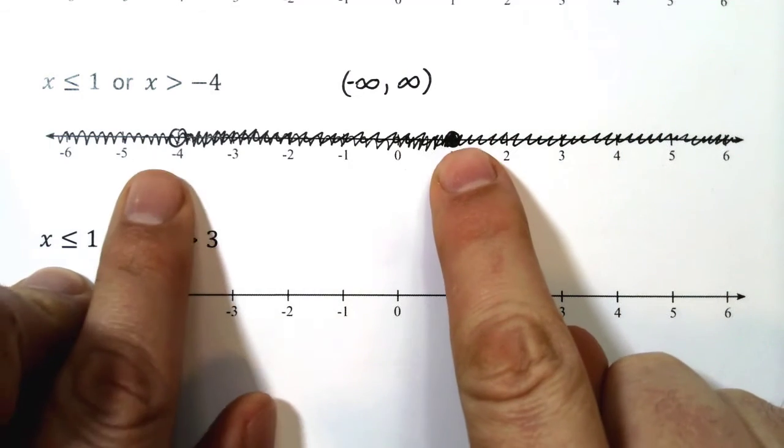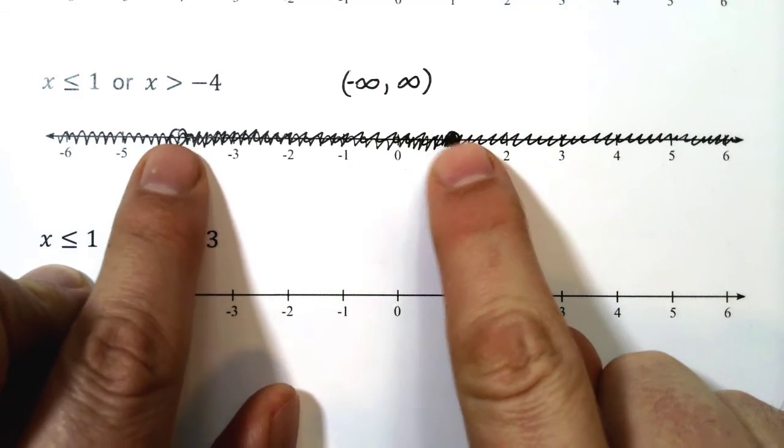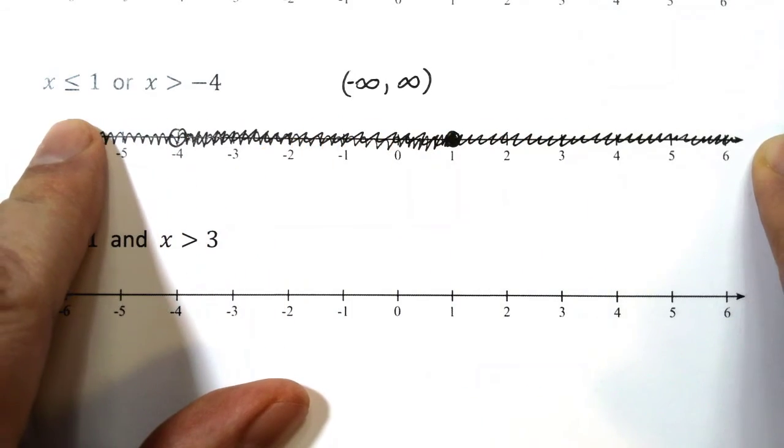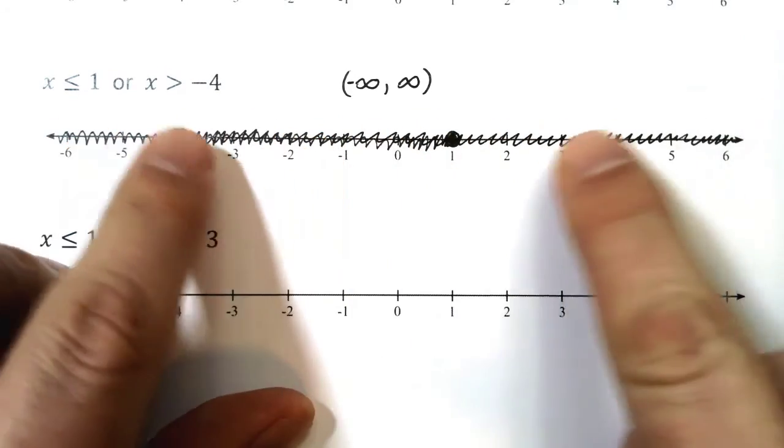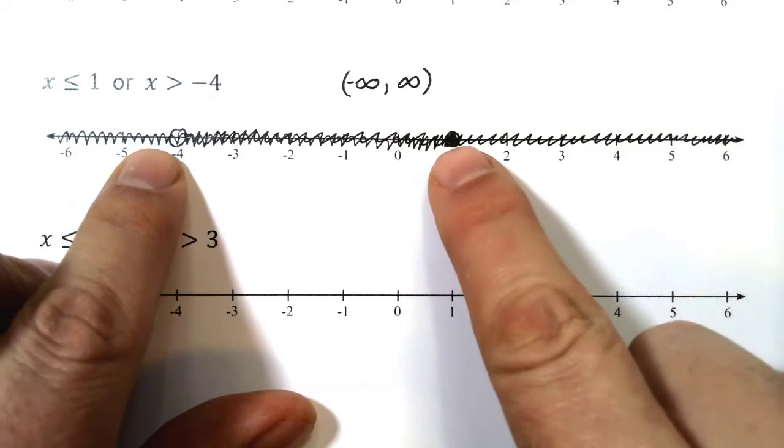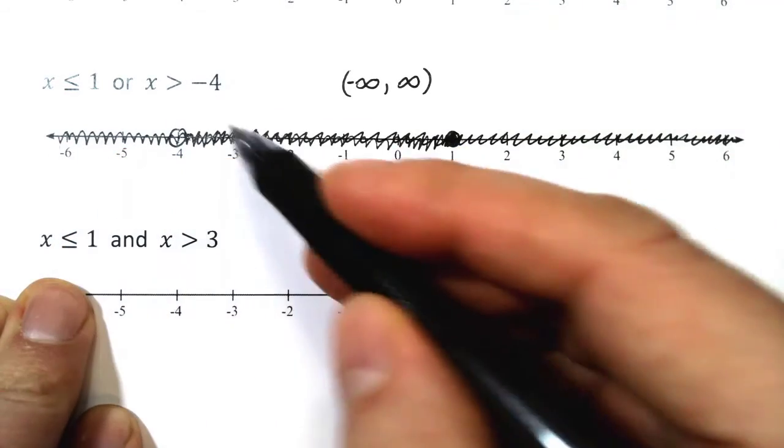And I wouldn't actually plot these points. These are unnecessary. I shade over everything. The entire number line is shaded in. You don't actually need to draw an open circle or a closed circle anywhere. Just shade in everything.